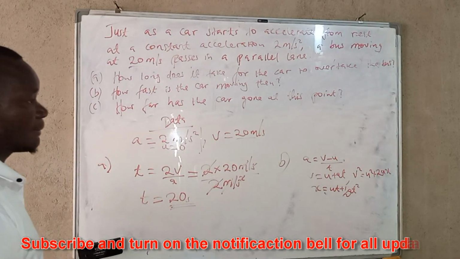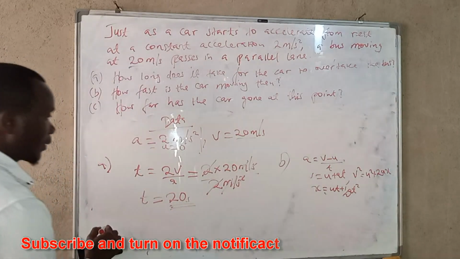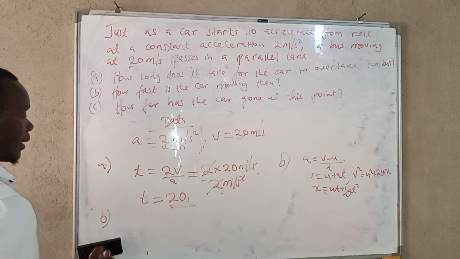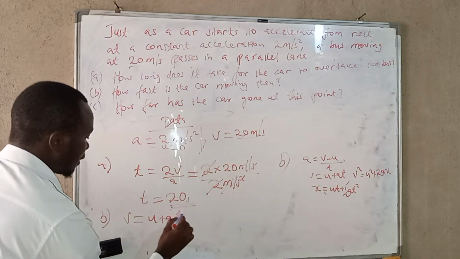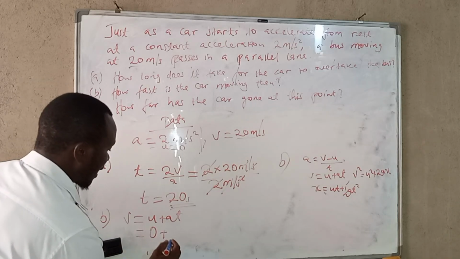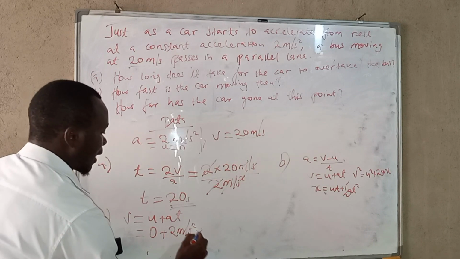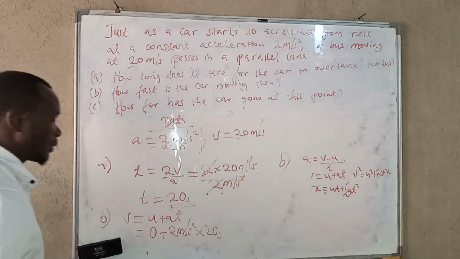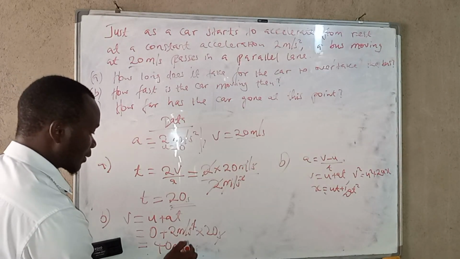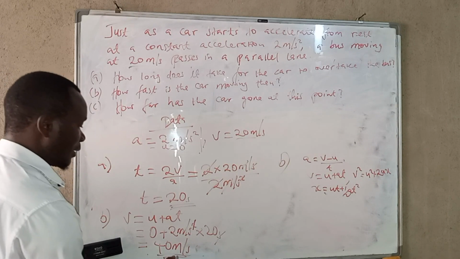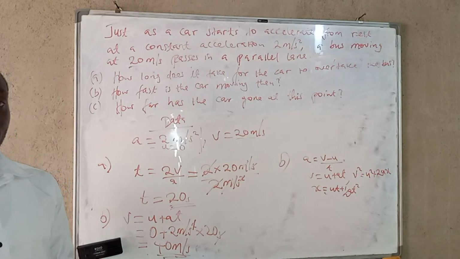So let us use this one. v is equal to u plus at. u is 0 plus a, 2 meters per second squared, times 20 seconds. From this, the seconds will cancel and we're going to remain with the units, 40 meters per second, the units for velocity.